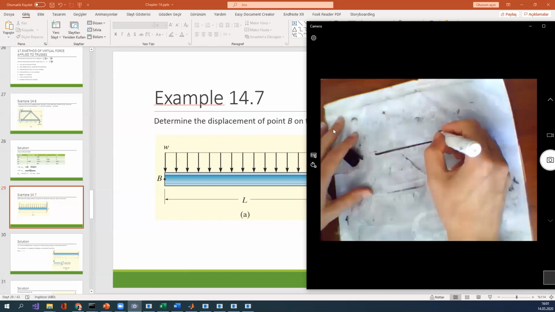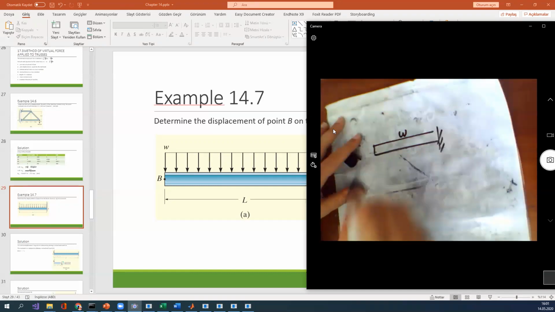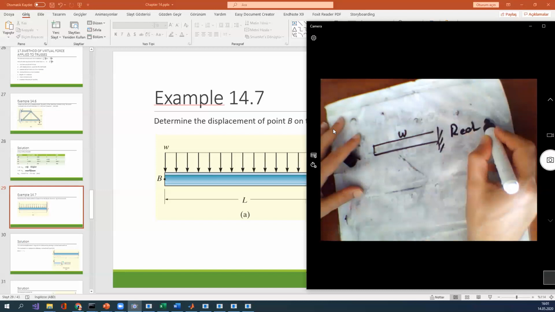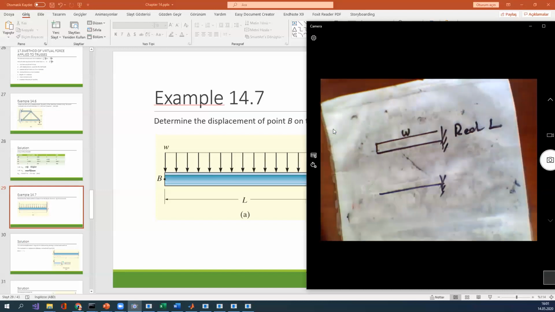this is the cantilever beam. We have an omega function in here. This is a real loading. Okay. Also, we have a beam and also we have the virtual loading.